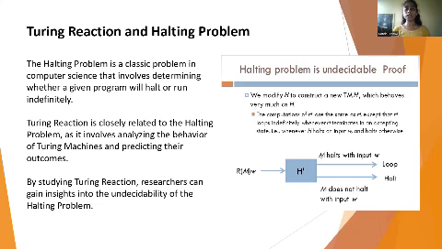By studying Turing reactions, researchers can gain insights into the undecidability of the halting problem. The halting problem is undecidable, and we can modify H to construct a new TM which behaves very much like H. The computations of H are the same as H1, except that H loops indefinitely whenever H terminates at the accepting state. That is, whenever H halts on an input W and otherwise. And here is the machine with input W.